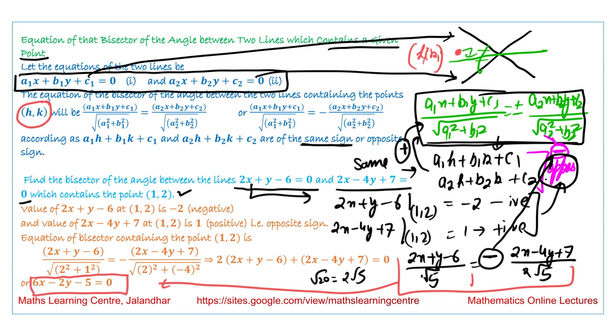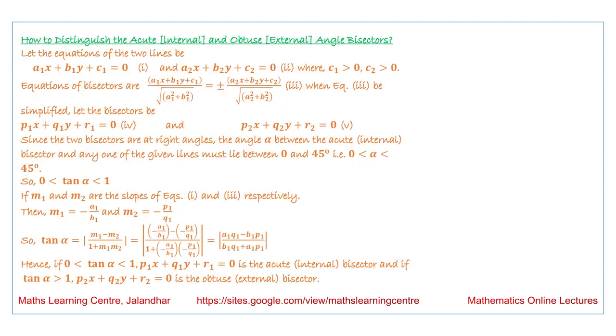So this is the equation of the bisector of the angle between these two lines, which contains the point on the side which contains the point (1, 2). Next, we look at how to distinguish between the acute and the obtuse angle bisector.